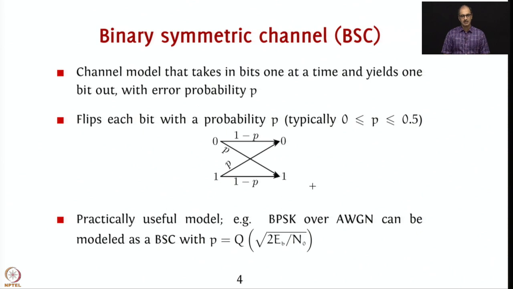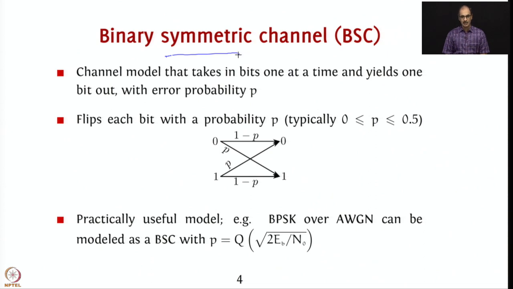Intuitively, what the binary symmetric channel says is that if you transmit a 0, then hopefully a 0 will be received, sometimes a 1 is received. If you transmit a 1, hopefully a 1 is received, but sometimes a 0 is received. But if the probability of a 0 getting flipped to 1 or a 1 getting flipped to 0 is equal, we call it a binary symmetric channel. That's what symmetry means. So this is a channel model that takes in bits one at a time and yields one bit out with an error probability P. So this channel flips each bit with a probability P.